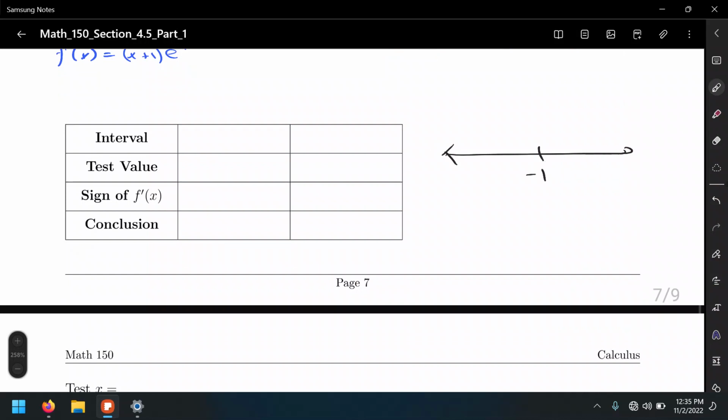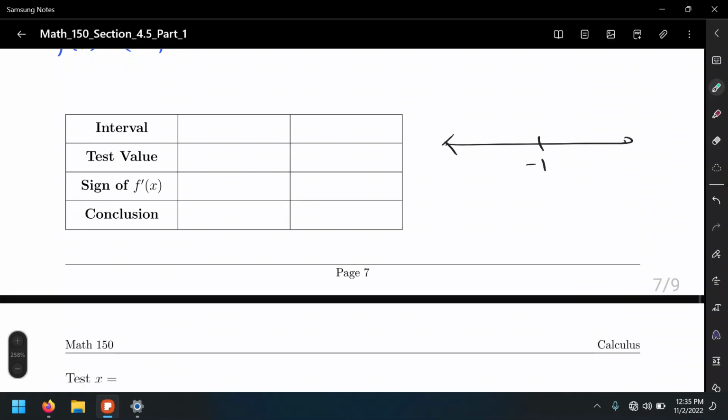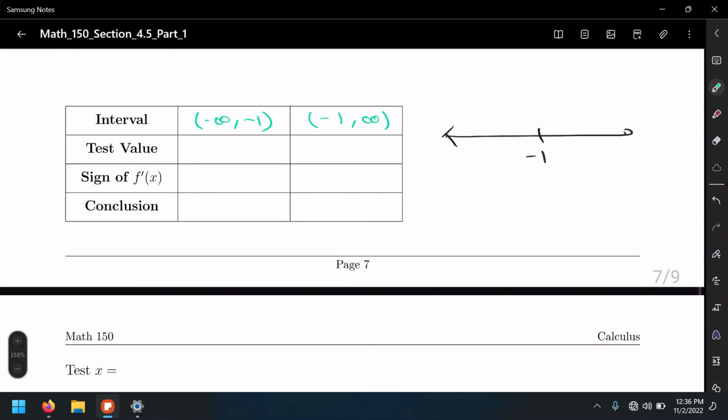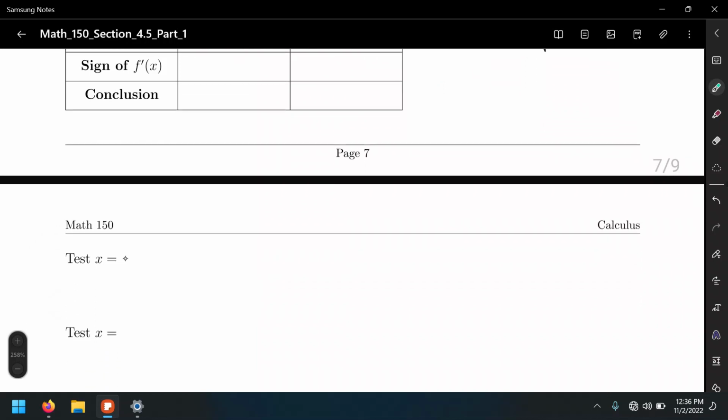So -1 is our critical value. That means this will give rise to 2 intervals to test. Number 1, the interval -infinity to -1, and -1 to +infinity. So taking 2 test values, how about -2 and 0? And let's check for the behavior of this for the first derivative. So test x equals -2, test x equals 0.